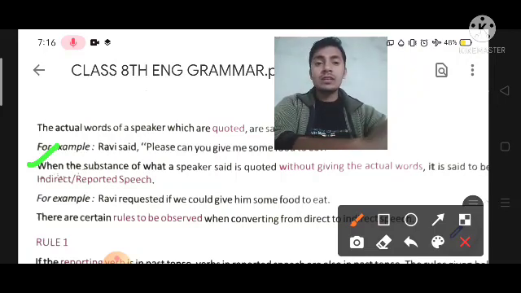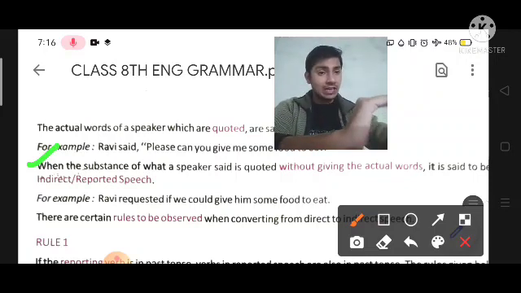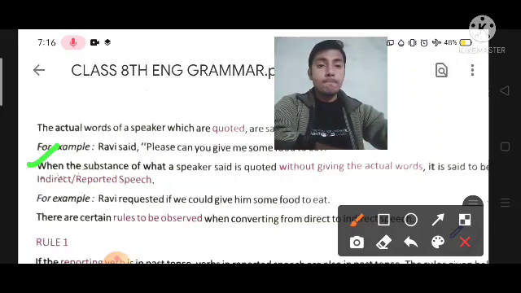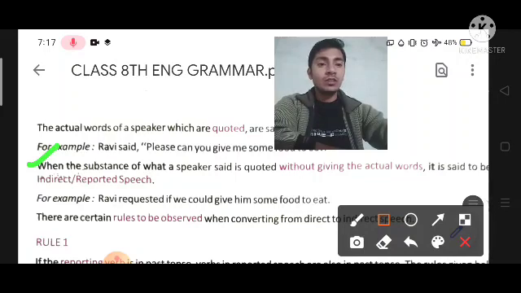Okay, so when the substances of what a speaker said is quoted without giving the actual word, it is said to be indirect or reported speech. So first is called direct speech. Why is it called direct speech? Because over here that is the direct statement of the speaker. So this was the reason that it is called direct speech. And second you have indirect. So why is it called indirect? Because this is not the actual statement or word of the speaker.